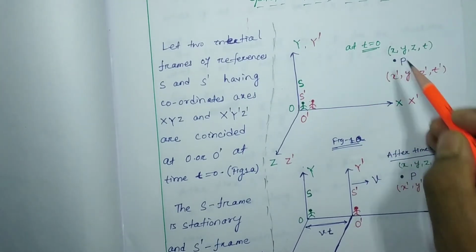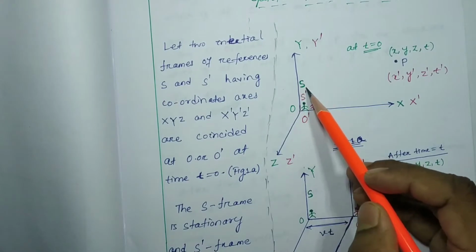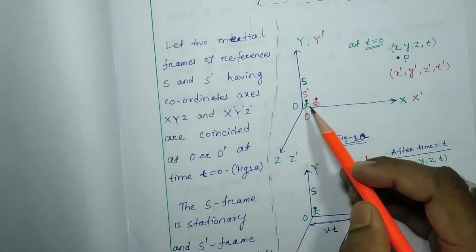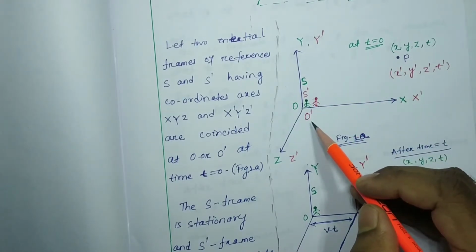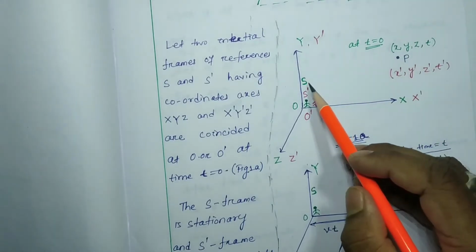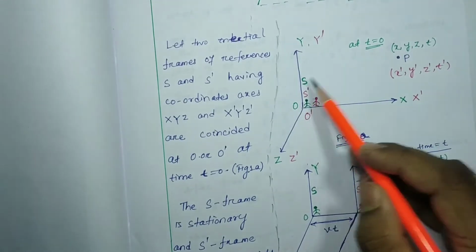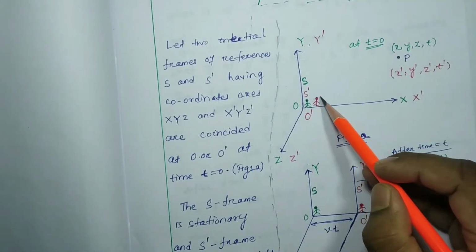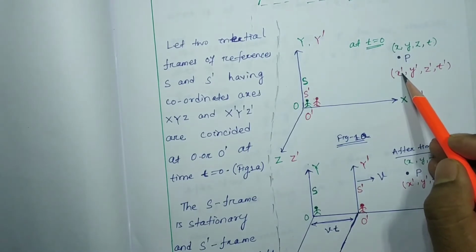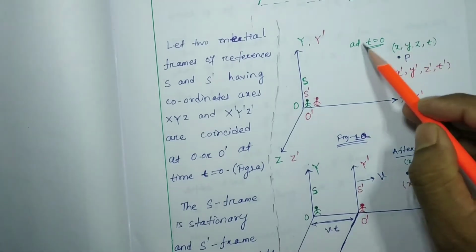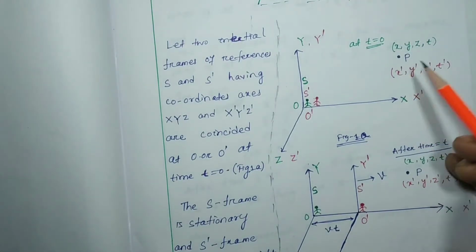Let this situation be at t equal to 0, and a point P is steady or stationary in your S frame. Concentrate that S is green and S dash is red, and both observers are sitting at O or O dash at t equal to 0. The coordinates of P for the observer sitting at O in S frame are x, y, z and t, and for the red observer sitting at O dash in frame S dash they are x dash, y dash, z dash and t dash. At t equal to 0, the values of x, y, z and x dash, y dash, z dash will be the same.